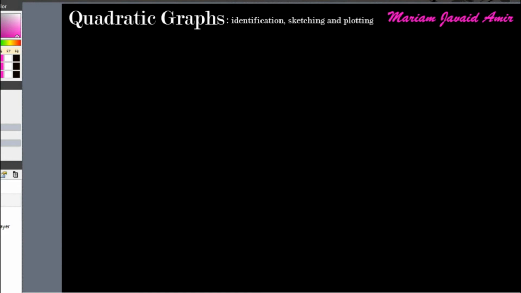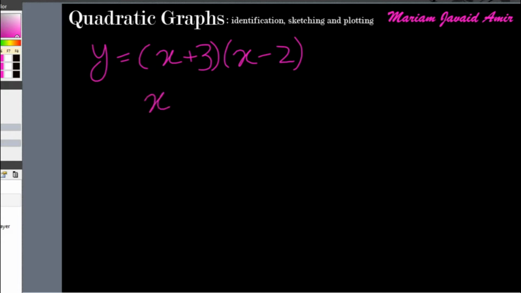Alright, next type of equation is when we have something like this: x plus 3 bracket x minus 2. So this is a quadratic equation. The coefficient of x square will be plus 1, because when you open this, you will get x square minus 2x and so on. So the coefficient of x square is positive, so that means the graph will be a U-shaped graph. Now equate this to 0, we'll get x equals to minus 3. Equate this to 0, we'll get x equals to 2.